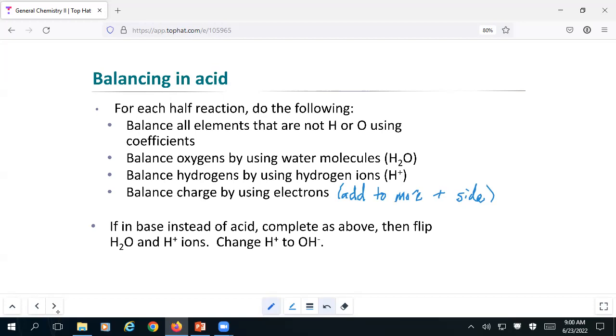Now, if we happen to be in base instead of acid, all that we need to do for each half reaction is just one more step. And that one more step is basically reversing the waters and the hydrogens. Switch their sides, turn the hydrogens into hydroxides since we're in base instead of acid.